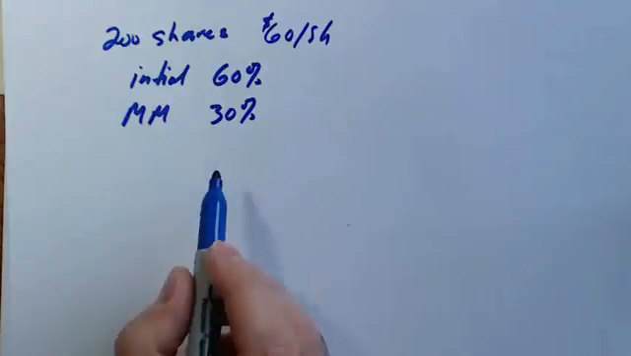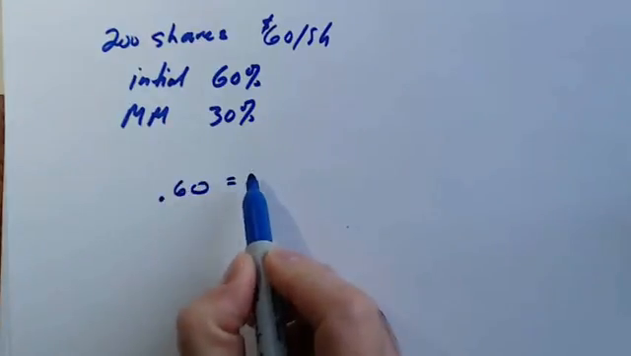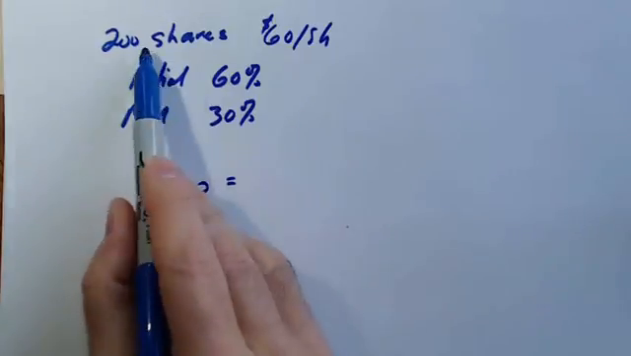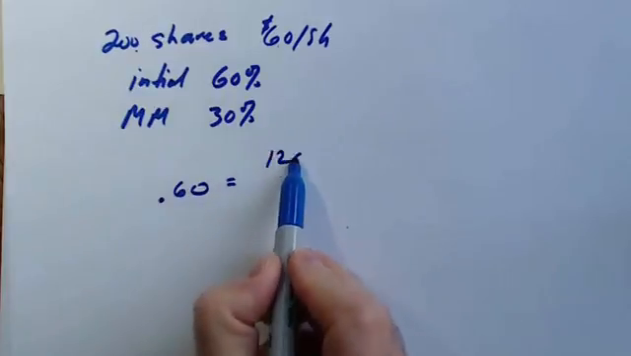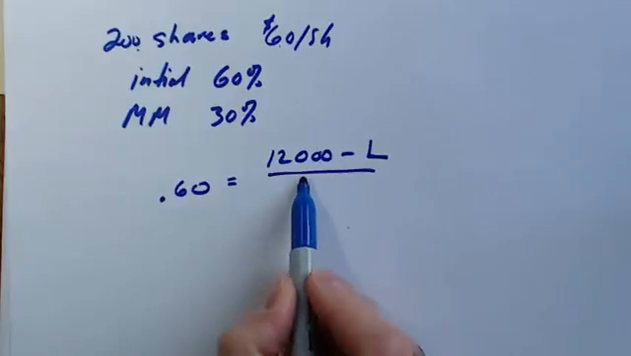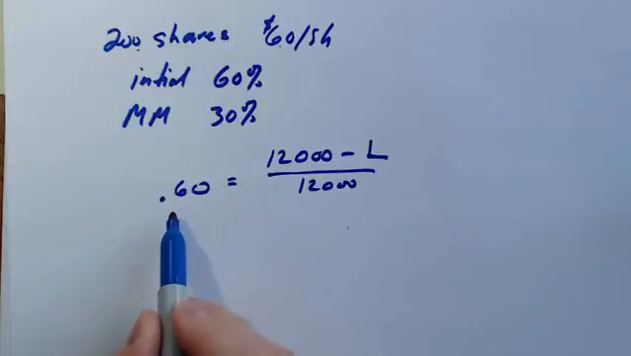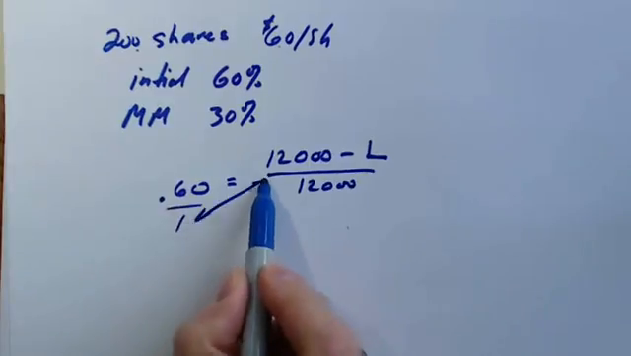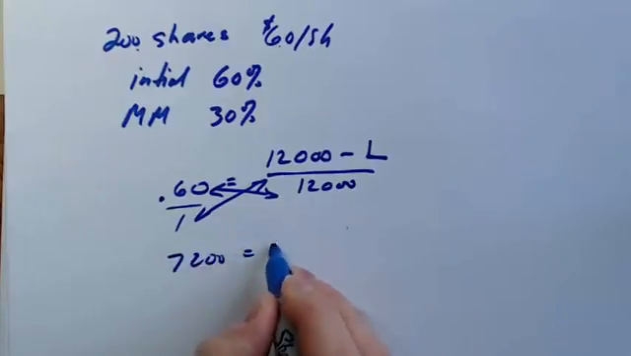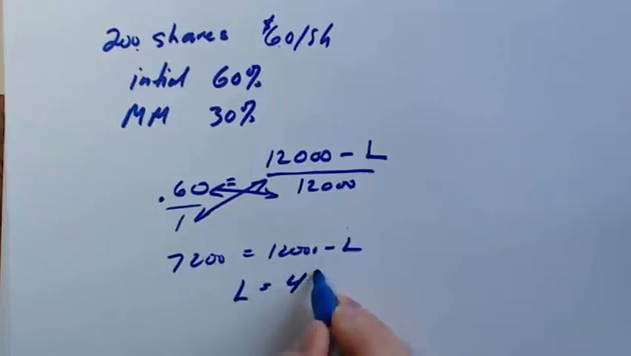Well, the initial margin requirement is 60%. Margin is going to be the market value minus the loan. So the market value is 200 shares times 60, which is 12,000. The loan is what we're going to solve for, and the market value is 12,000. So if you recall, cross multiply these two and set them equal to get rid of the fraction. So that's 7,200 equals 12,000 minus L, the loan. And the loan comes out to be 4,800.